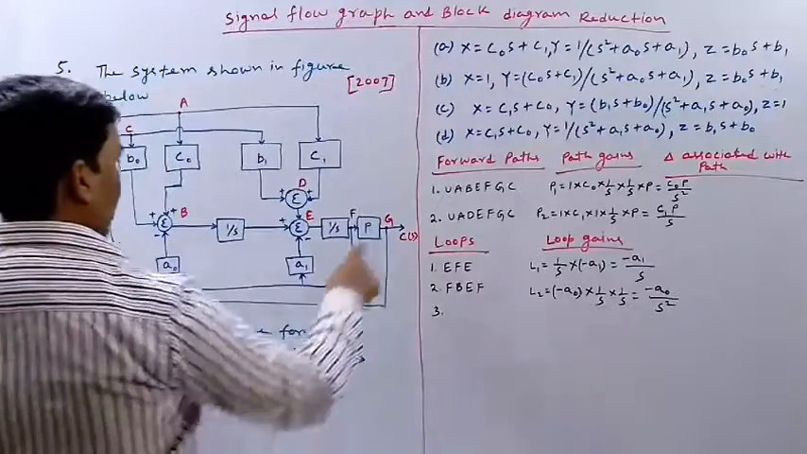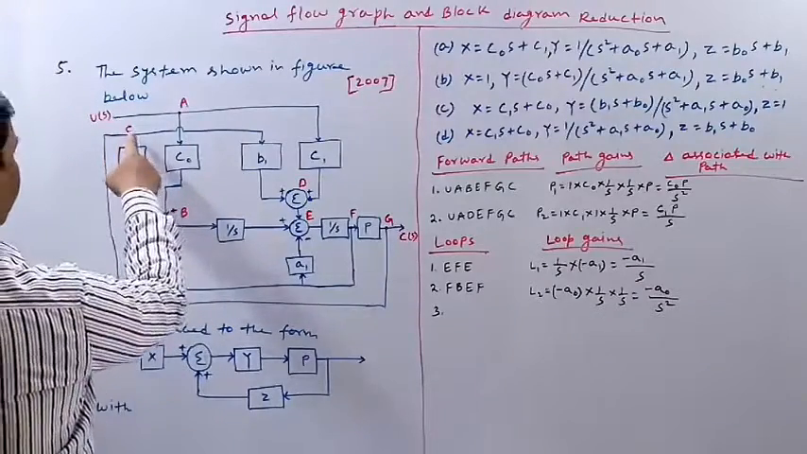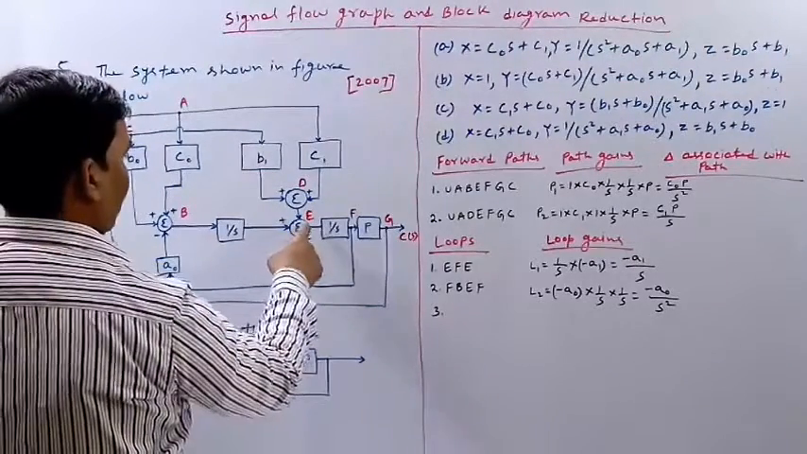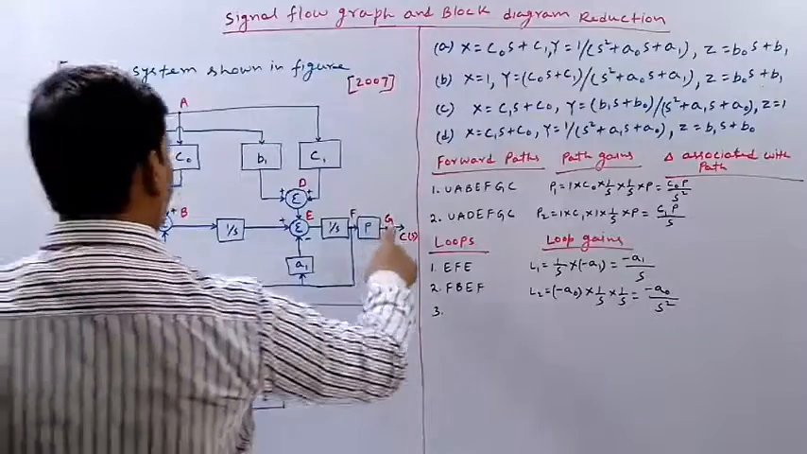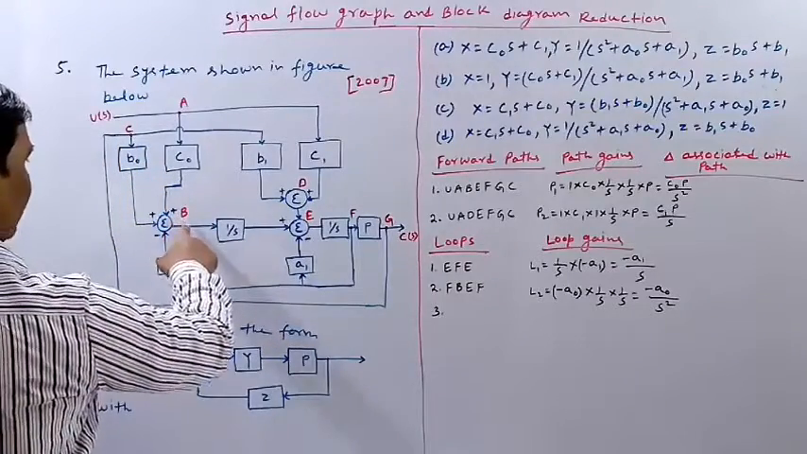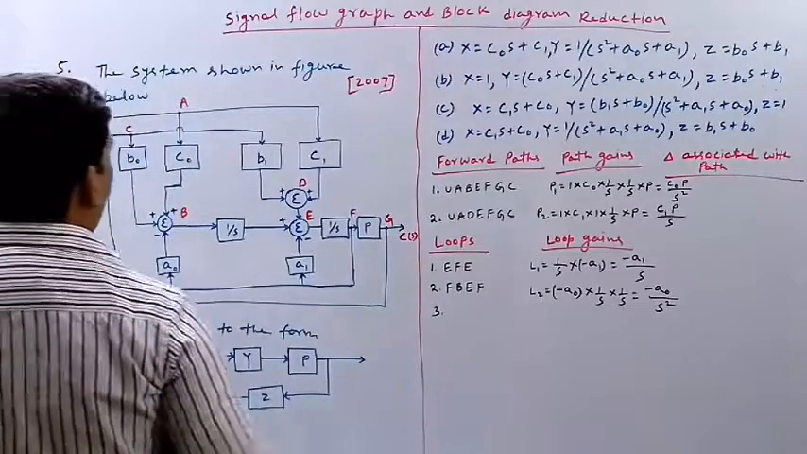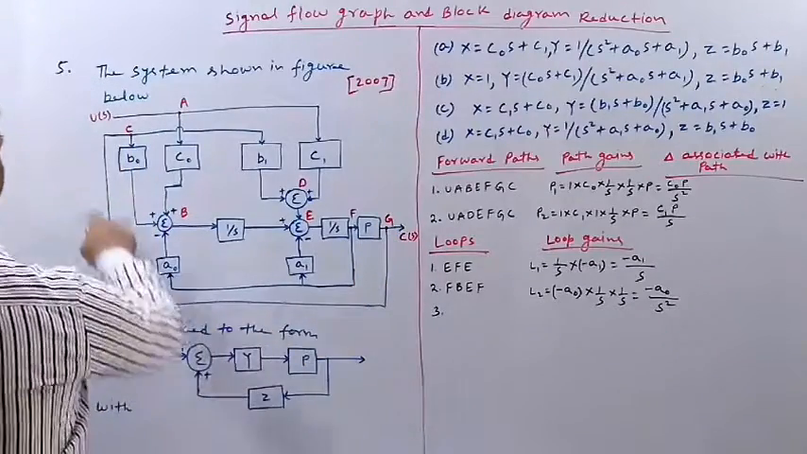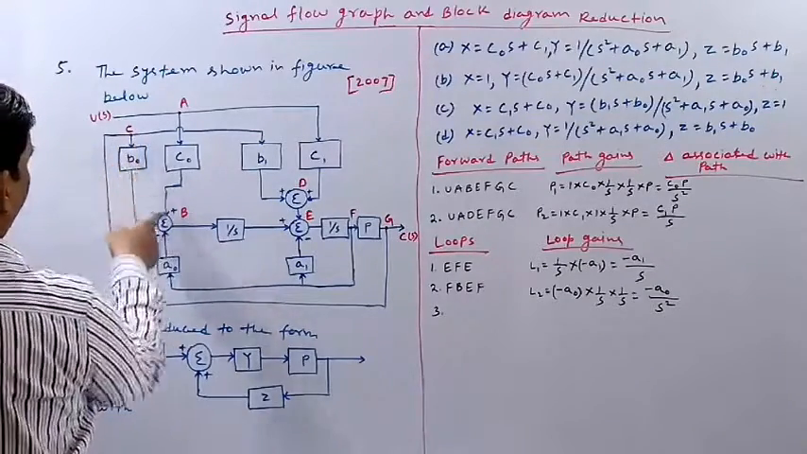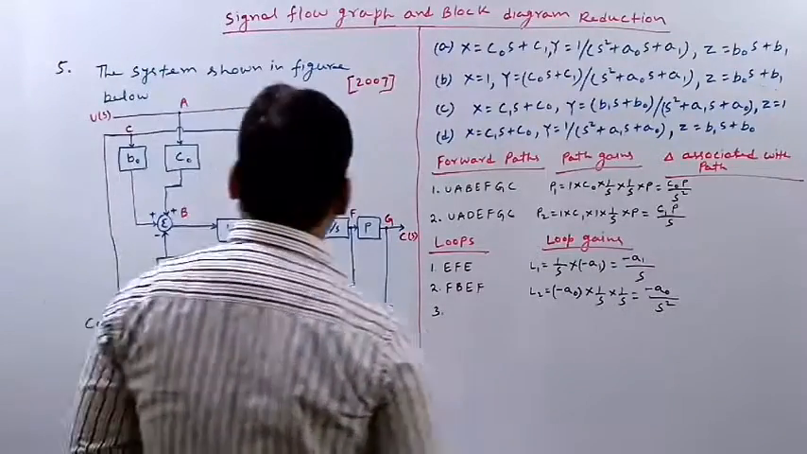So the other loop will be G C, then B, then E, then F, then G. G C B E F G. And what about another loop? Another loop will be G C, now not B, now it will be D. Okay, so there will be 4 loops. Let me write one by one.